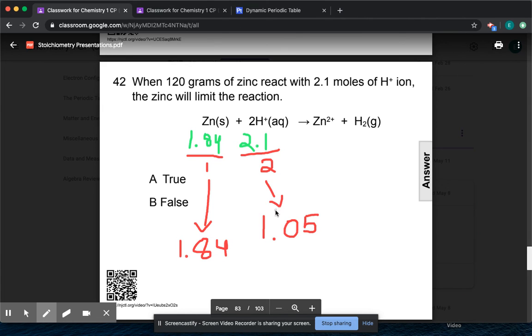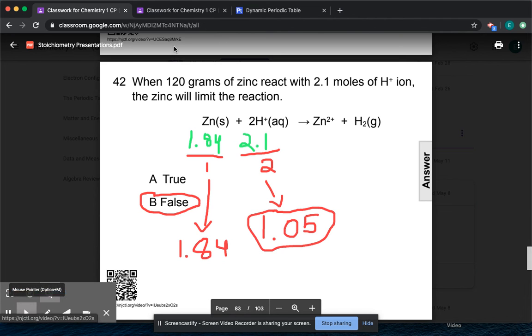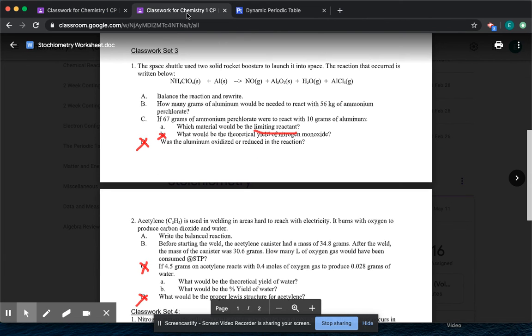Which one is smaller? The 1.05 is smaller. So therefore, the hydrogen is the limiting and zinc is the excess. So the answer to this question, it says that the zinc will limit the reaction. That is false. Zinc is not going to be the one that limits this reaction. It is going to be hydrogen. The hydrogen ion is what's going to limit this reaction. Okay? And that's it for limiting reactant, not reaction.